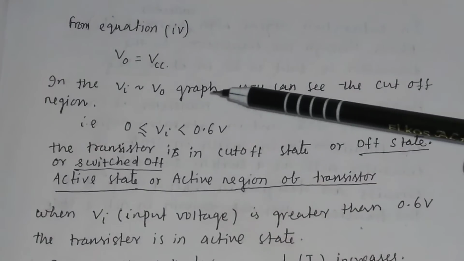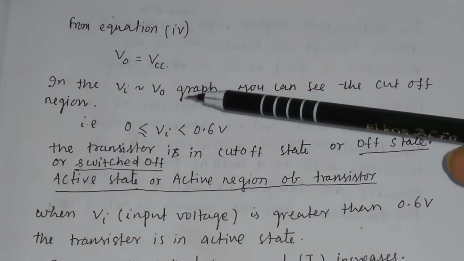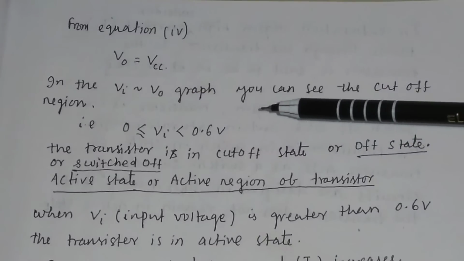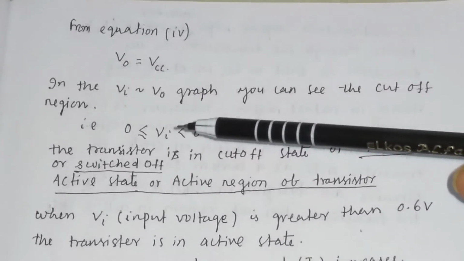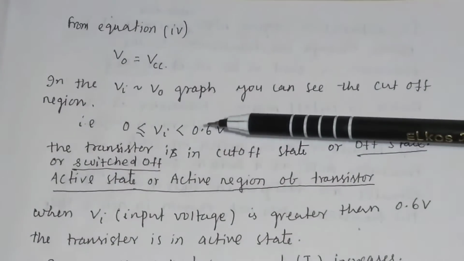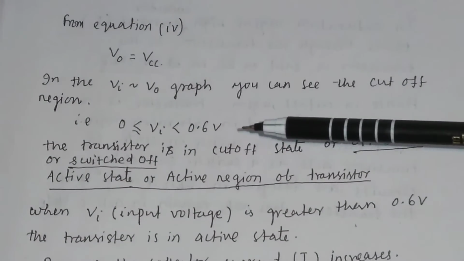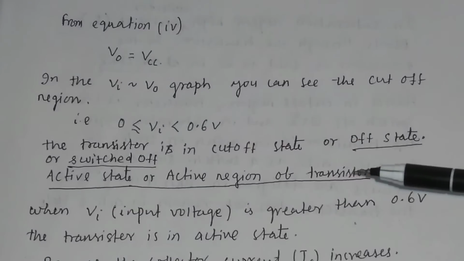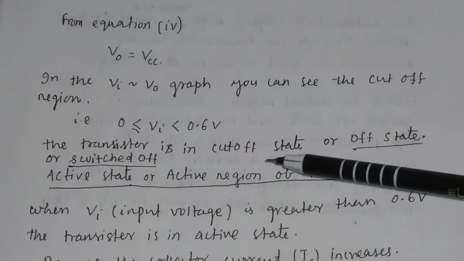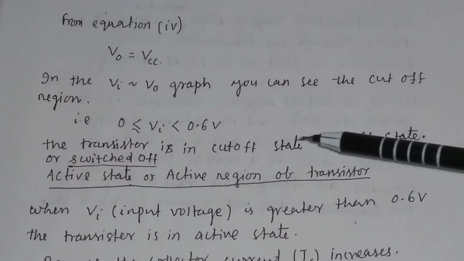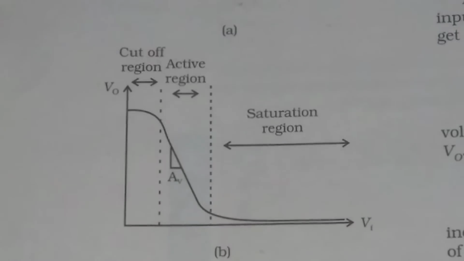So in the graph Vi versus V0, input versus output graph, you will see that in the cut-off region, that is when Vi lies between 0 to 0.6 volt, the transistor is in cut-off state, or you may say off state, or the switch is off. No current will pass through the transistor.